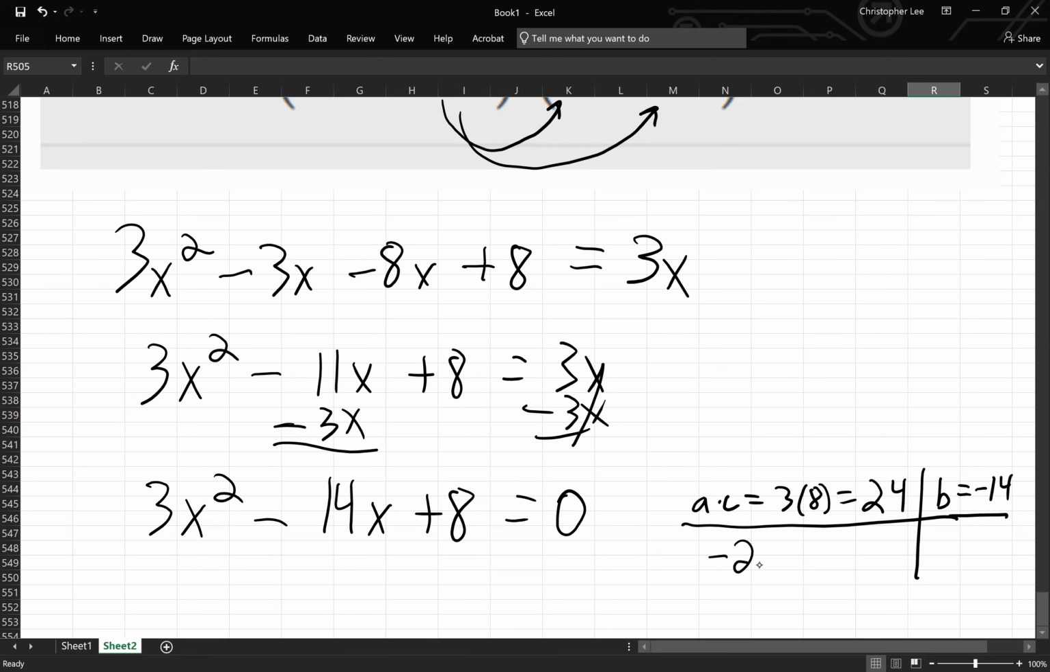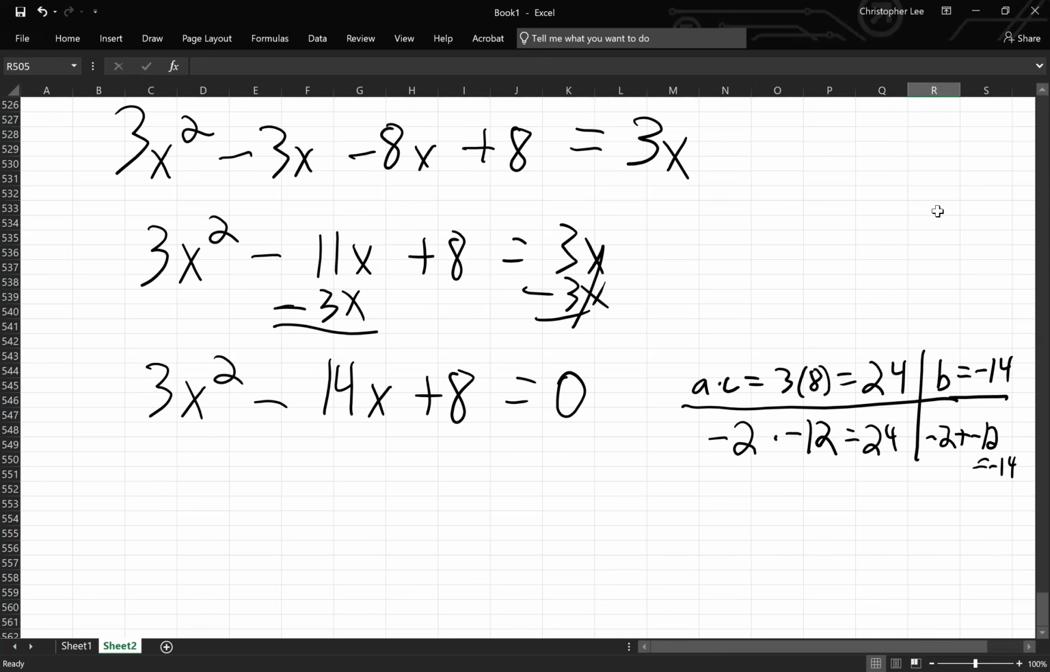Okay. -2 times -12. Let me verify. Yeah, that is 24. -2 plus -12. Yep, that's -14. That's perfect, right? So now let's rewrite what we have here.